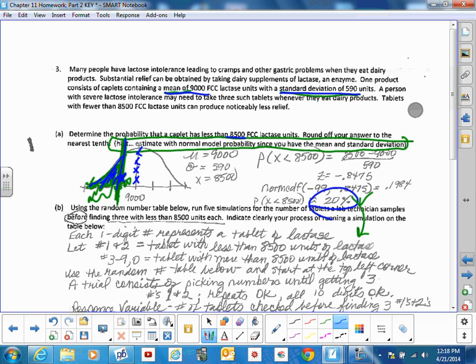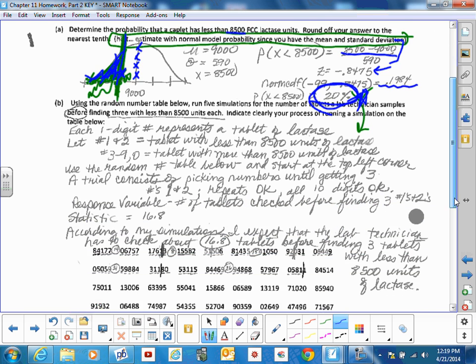That probability would be found with the z-score of 8,500 minus 9,000 over 590. That z-score is negative 0.8475, so the probability is 0.1984. When it says to round to the tenth, that's 20%. So in essence, about 20% of the tablets have an insufficient amount of active ingredient, less than 8,500.